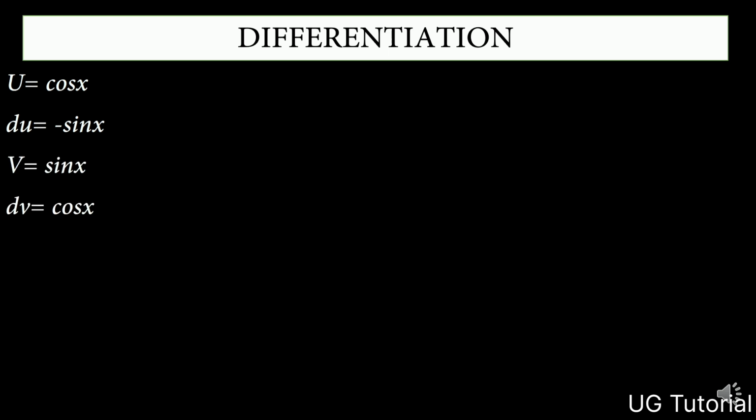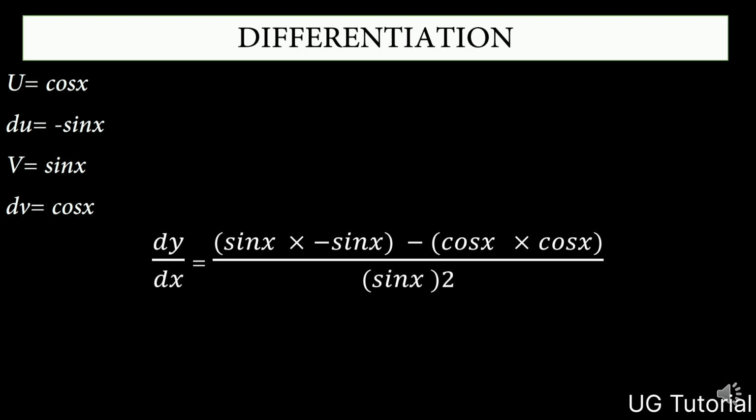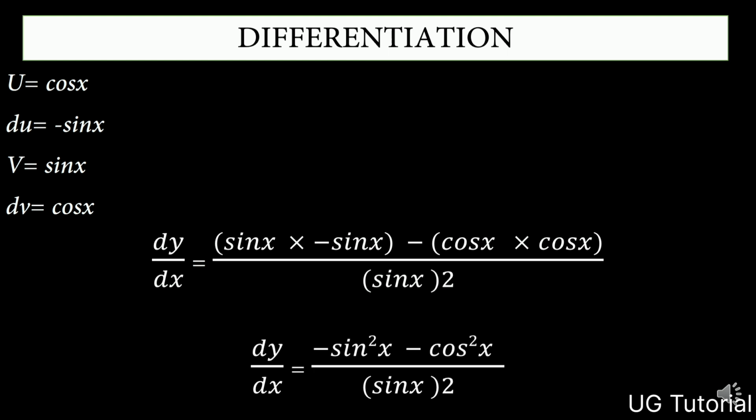Cos x. So you insert all these parameters into the quotient rule formula, which states that v du minus u dv over v square. So that will give us what? Our v in this case is sin x. So that gives us sin x times minus sin x. Then minus our u in this case, which is cos x, times our dv, which is cos x. That means cos x times cos x, over sin square x.